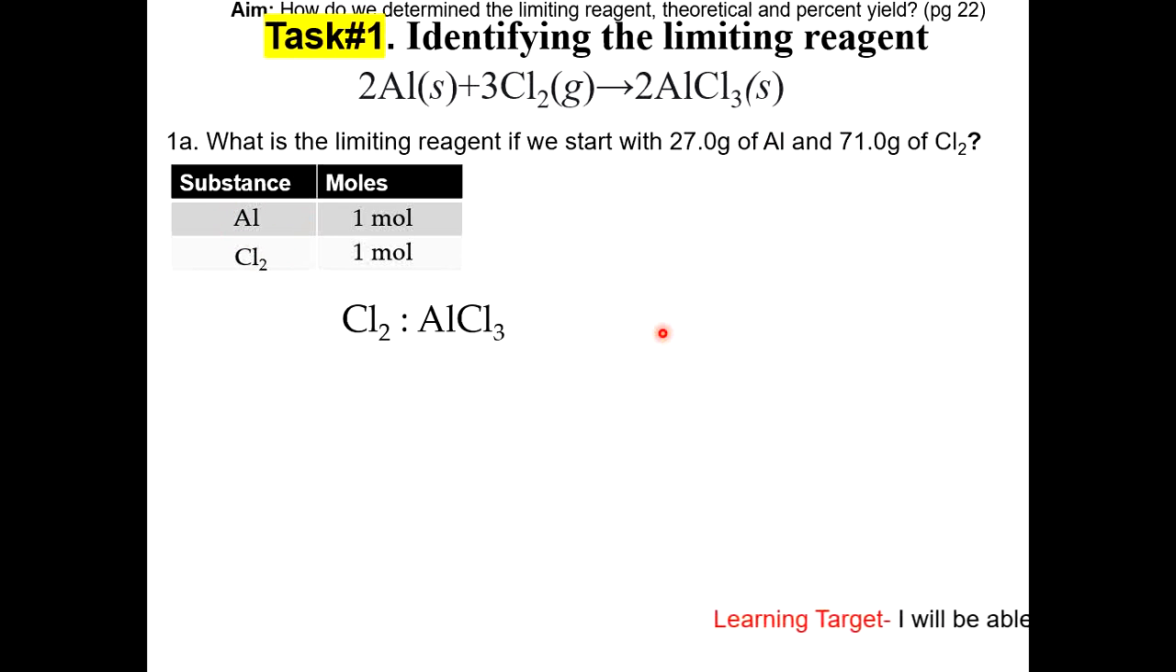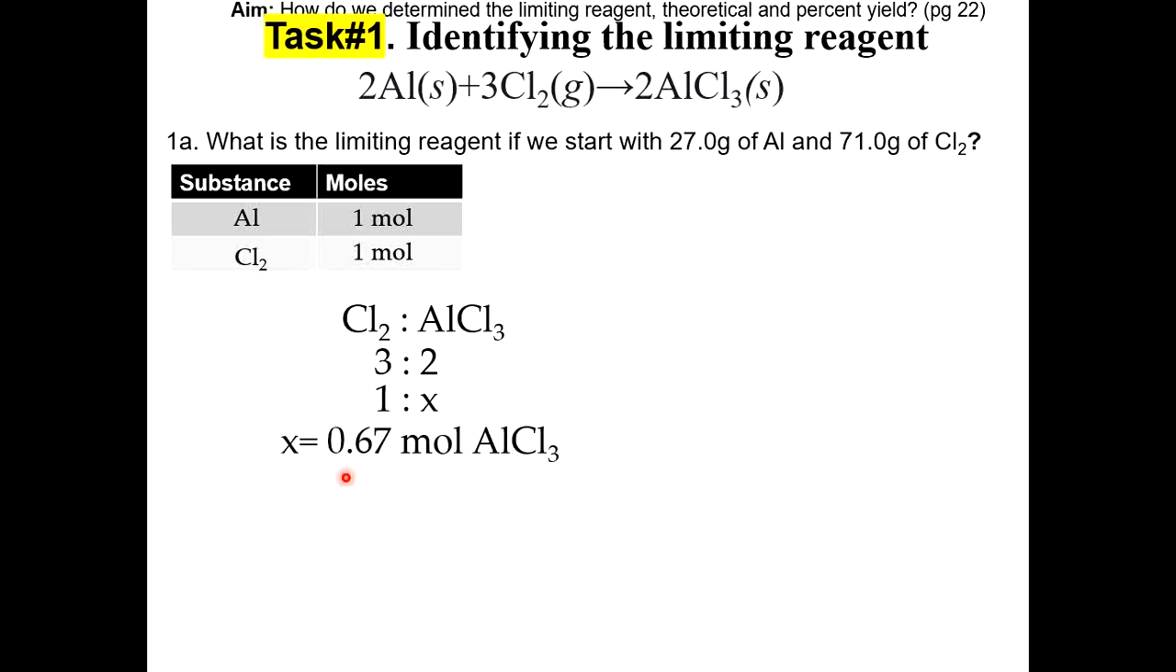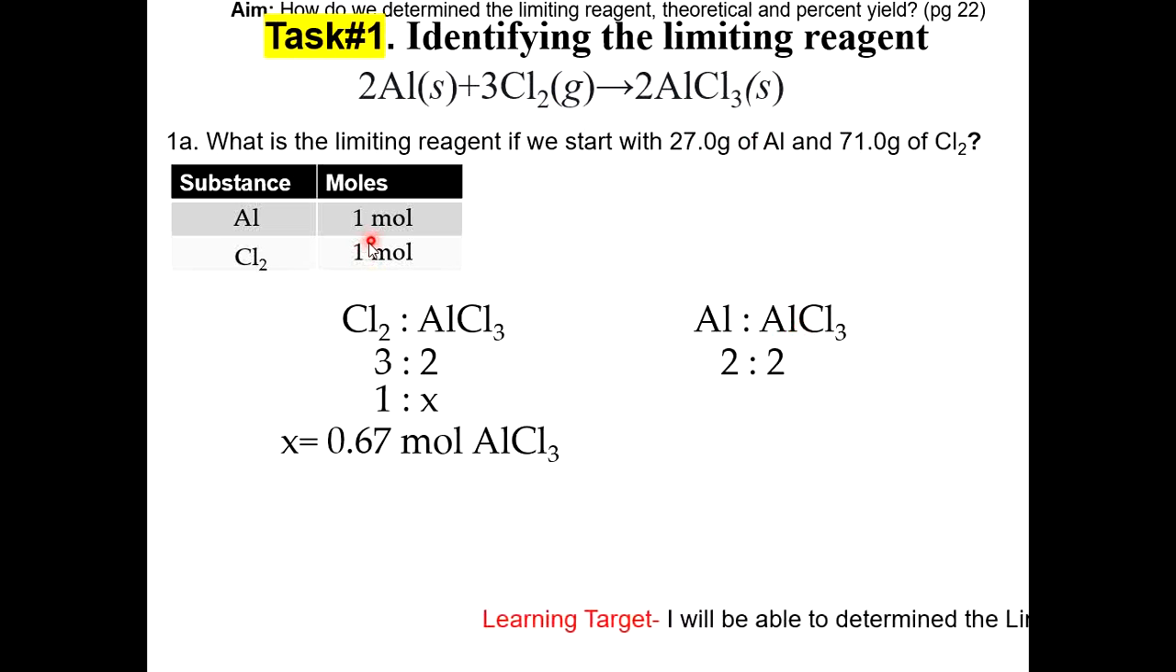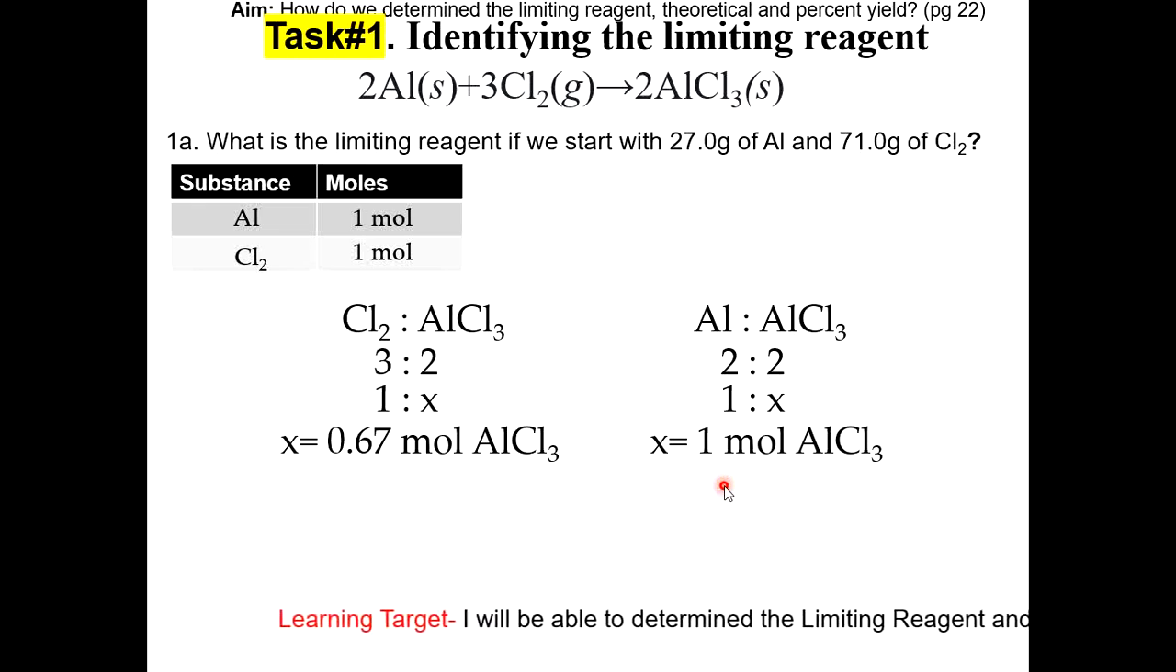So the first one will be Cl2 and AlCl3. Based off the chemical equation, the mole ratio is a 3:2. Since we have 1 mole of Cl2, we have 0.67 mole of AlCl3. Now we do the same thing for the other reactant. If we compare Al and AlCl3, based off the chemical equation, they are a 2:2 ratio. Since we have 1 mole of Al, we have 1 mole of AlCl3.